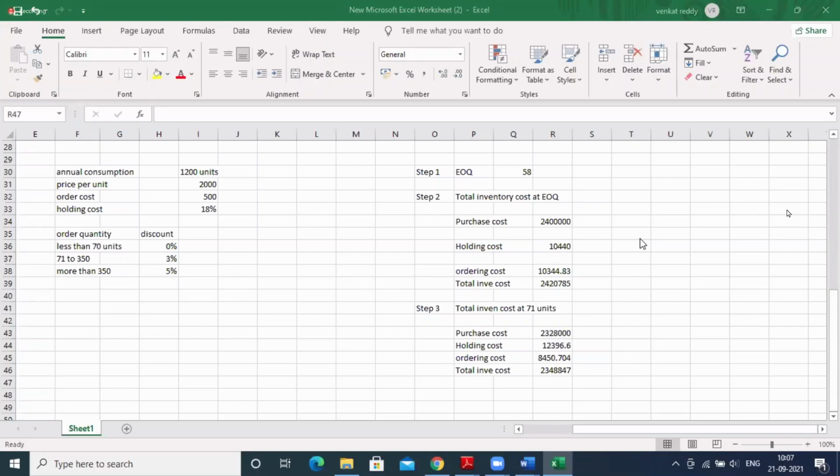Okay. Then what should be the next step? Step 3. Yes. Compare which is better. No, we not yet completed, because more than 350 they are giving a percentage of 5%. If you order more than 350 units. Okay. Yes. So it is 351 units.